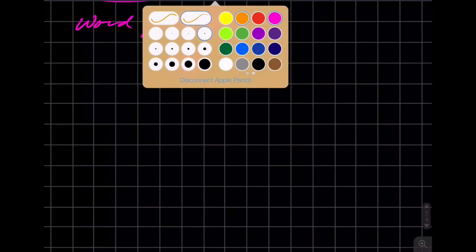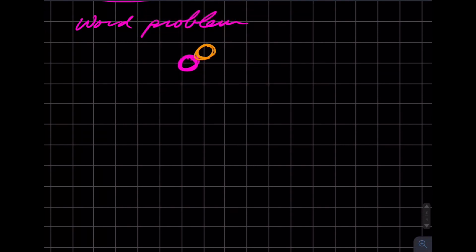The next one is a word problem. So the word problem is this baseball problem where the ball hits the bat. So that's the end of the bat. Here's the ball. It hits the bat and comes off the bat at an angle of theta.